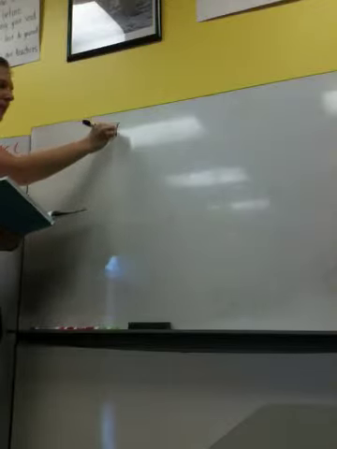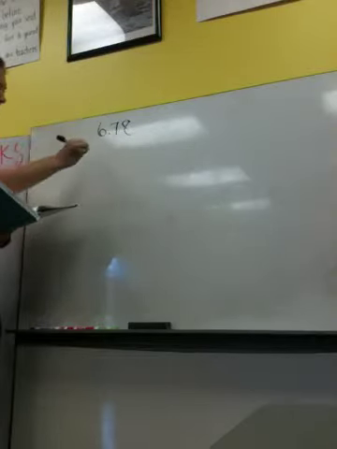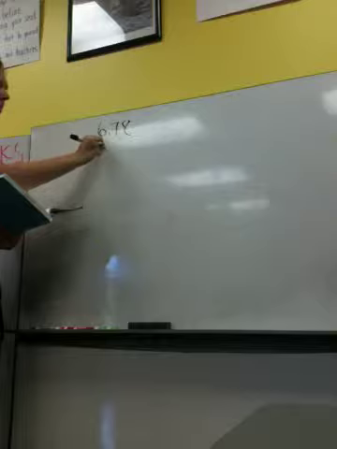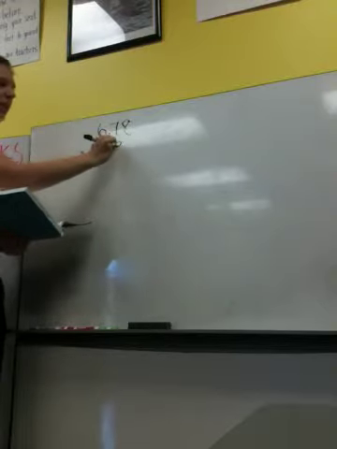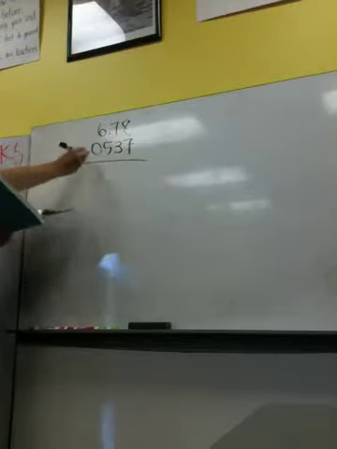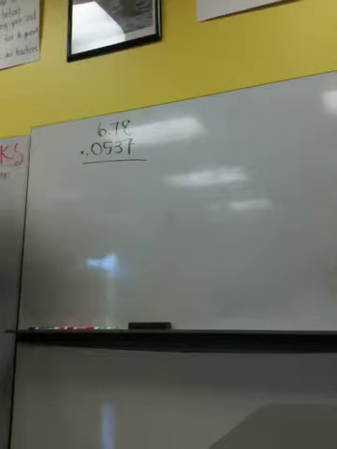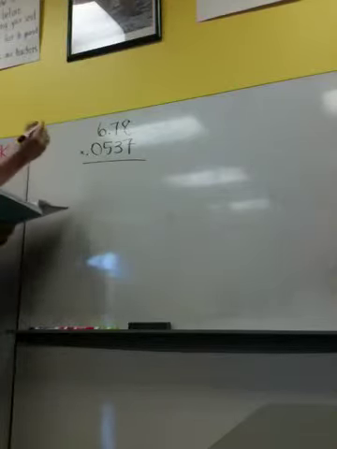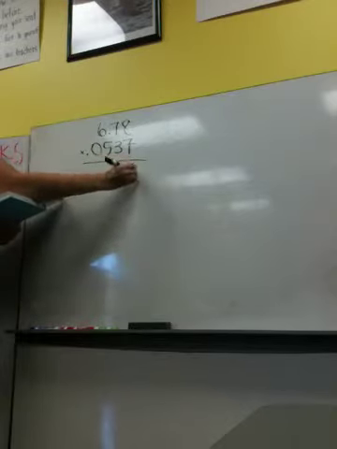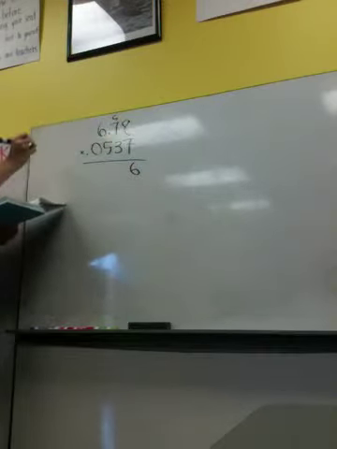We've got 6.78 times 0.0537. So we don't need to line up our decimals. So we can just do our multiplication. 8 times 7 is 56. Good. 7 times 7 is 49.